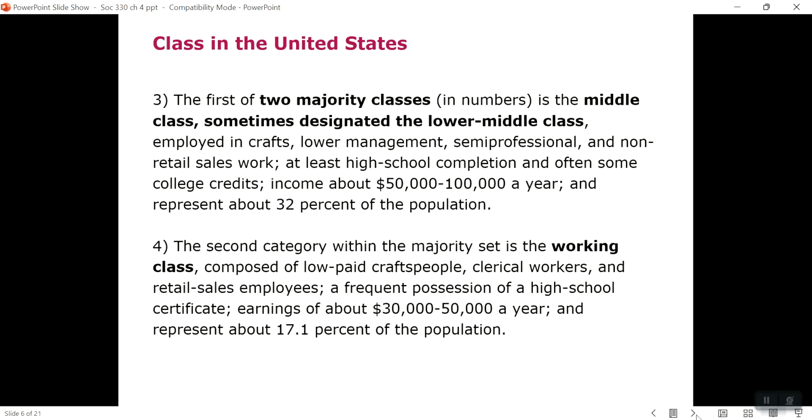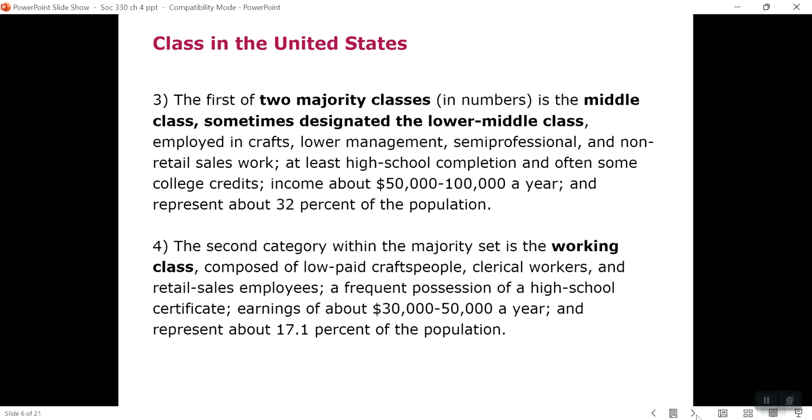Then the 2 largest groups are the middle class and the working class. Now, sometimes the middle class is also known as the lower middle class. It just depends on the academic who is constructing the hierarchy. But regardless of whether you say middle class or lower middle class, you're talking about a group of people who typically have an income between 50 and 100K a year. They're about 32% of the population.